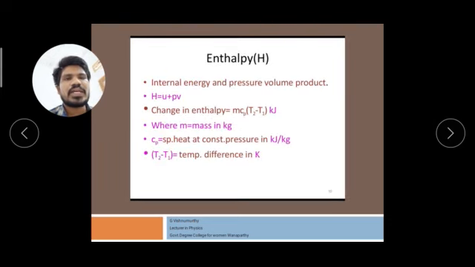Now we are going to enthalpy. Internal energy plus the pressure-volume product is known as the enthalpy, denoted with capital H. H is equal to U plus PV. And the change in enthalpy is mCp(T2 minus T1) kilojoules, where m is the mass in kg, Cp is the specific heat at constant pressure in kilojoules per kg, and T2 minus T1 is the temperature difference in kelvins.